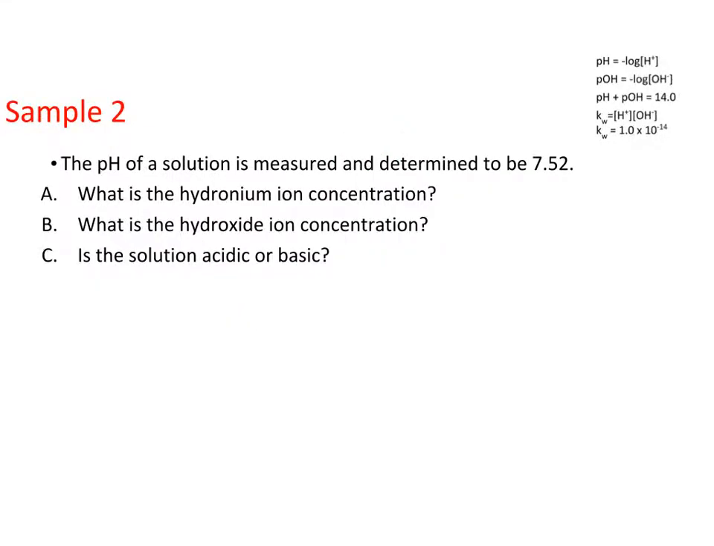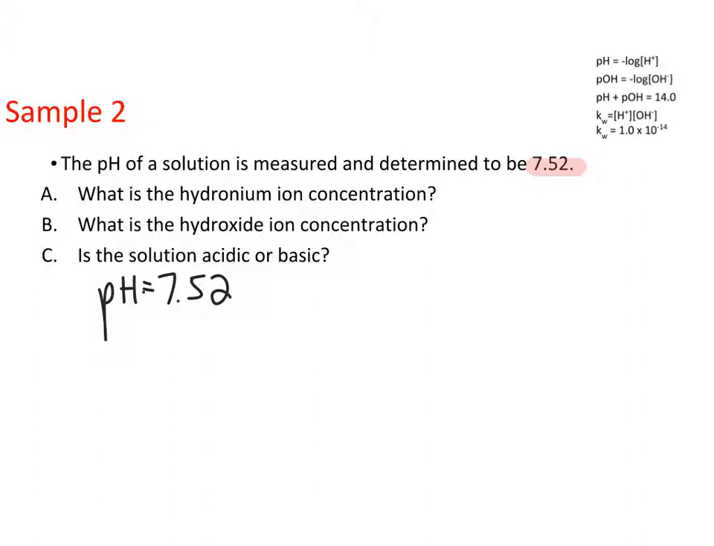All right, so this is the last kind of problem that you guys can see with these formulas. And since we're still new to solving things with logarithms, I need to show you how to undo a logarithm or how to work backwards. So in the problem that was given to me, it says the pH of a solution is measured and determined to be 7.52. So it actually gave me the pH. So pH equals 7.52.